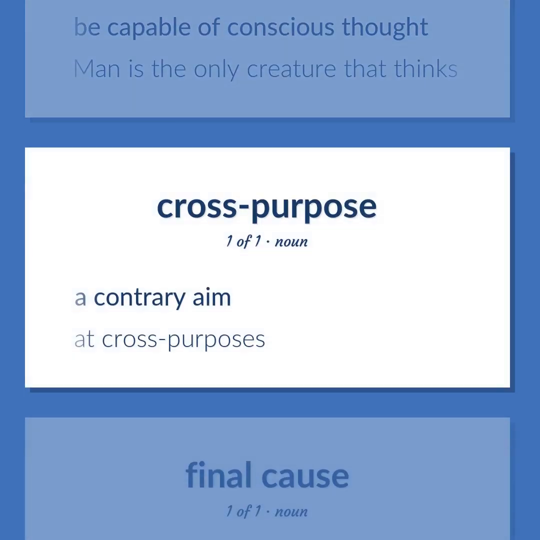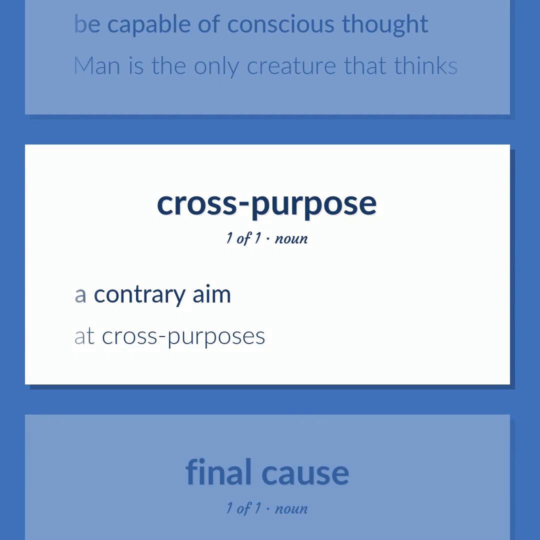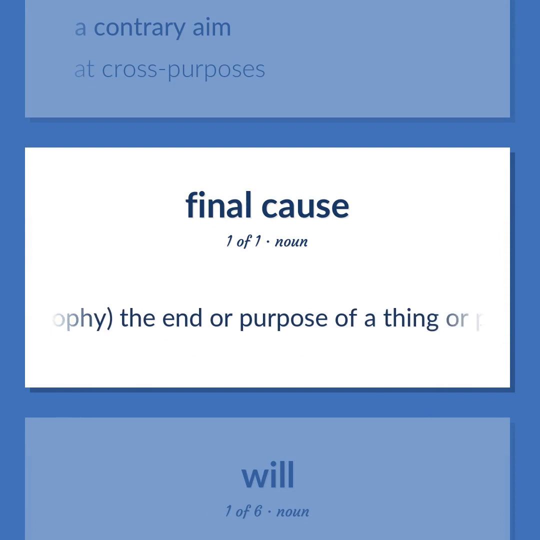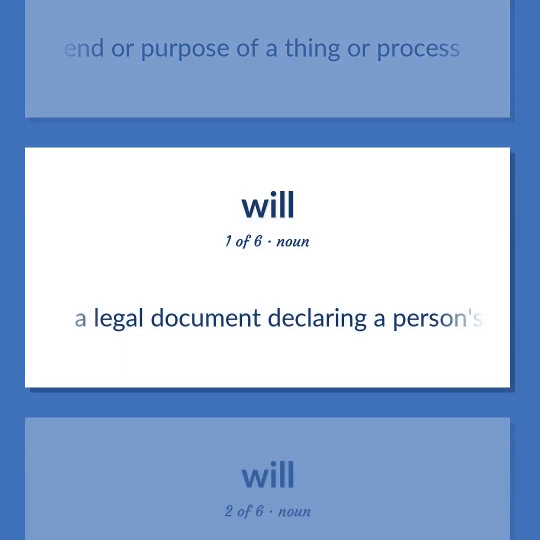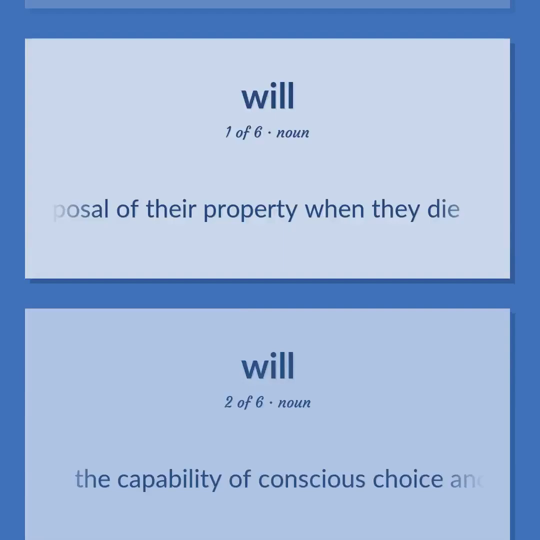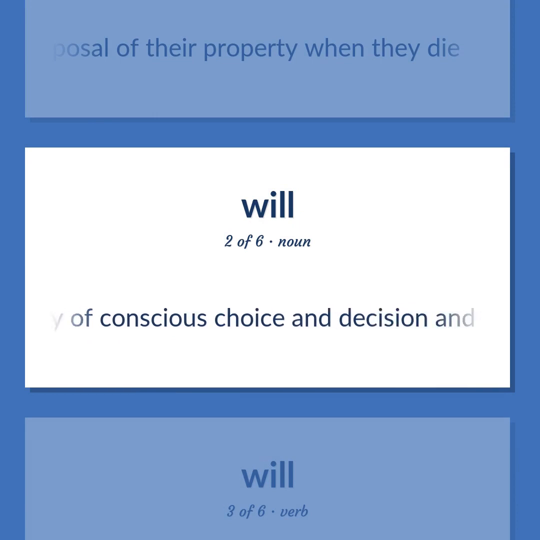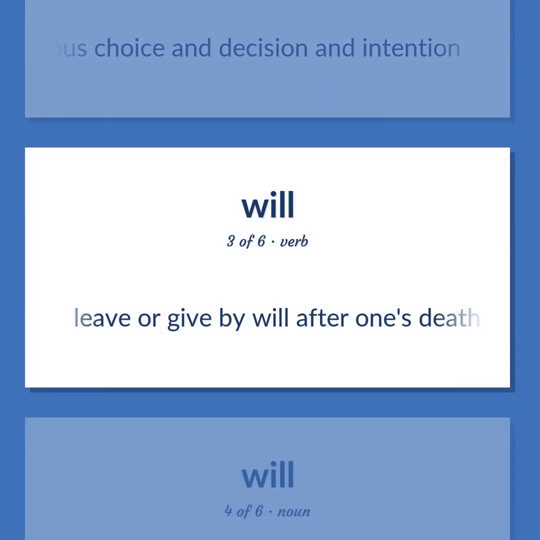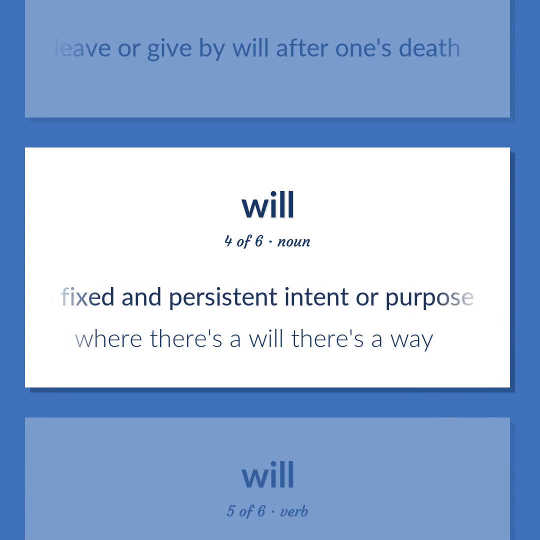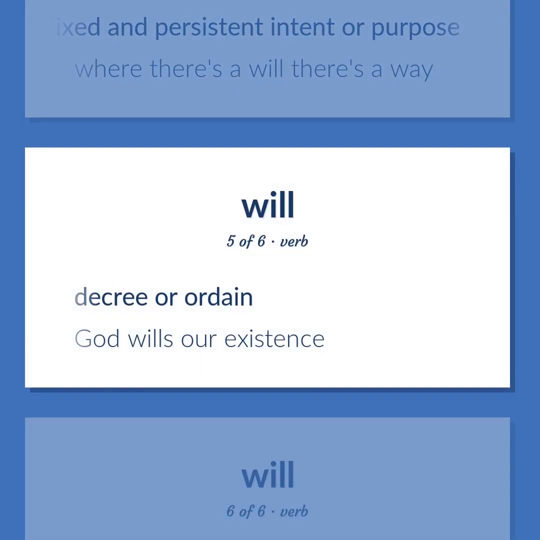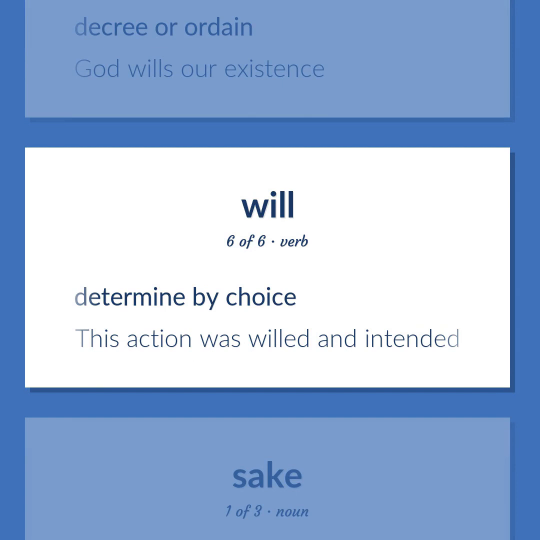A contrary aim. At cross purposes. Philosophy. The end or purpose of a thing or process. A legal document declaring a person's wishes regarding the disposal of their property when they die. The capability of conscious choice and decision and intention. Leave or give by will after one's death. A fixed and persistent intent or purpose. Where there's a will, there's a way. Decree or ordain. God wills our existence. Determine by choice. This action was willed and intended.